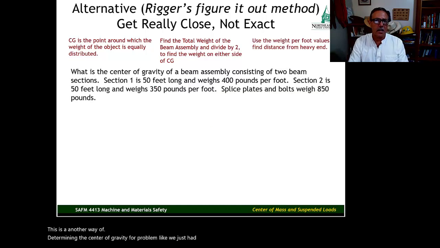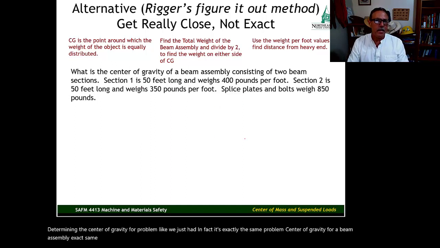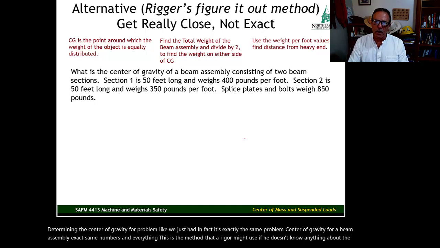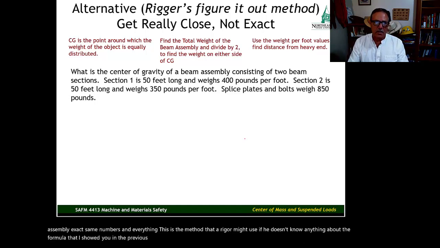In fact, it's exactly the same problem. Center of gravity for a beam assembly. Exact same numbers and everything. This is the method that a rigger might use if he doesn't know anything about the formula that I showed you in the previous example. This is just the rigger going out and figuring it out.